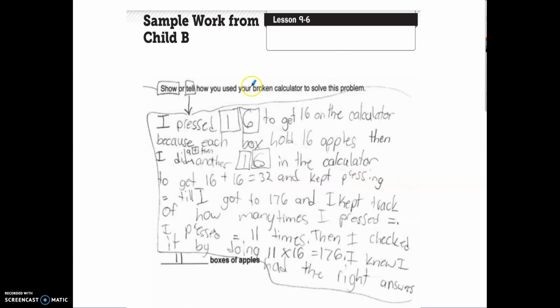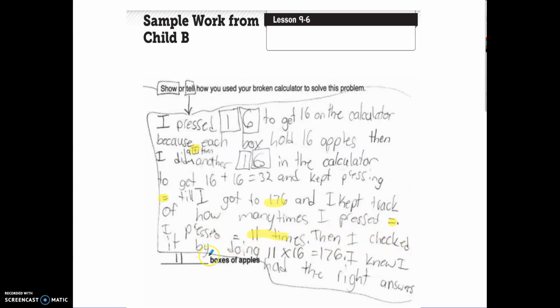Excuse me, student B. Well, here's what they did. I pressed 16, 1, 6, so they pushed the buttons 1, 6, that's why they're boxed, to get 16 on the calculator because each box holds 16 apples. Then I did a plus sign, see right here, and then another 16 in the calculator to get 16 plus 16 equals 32. And then they kept pressing the equal sign till I got to 176. And they kept track of how many times they pressed the equal sign, and they pressed it 11 times.